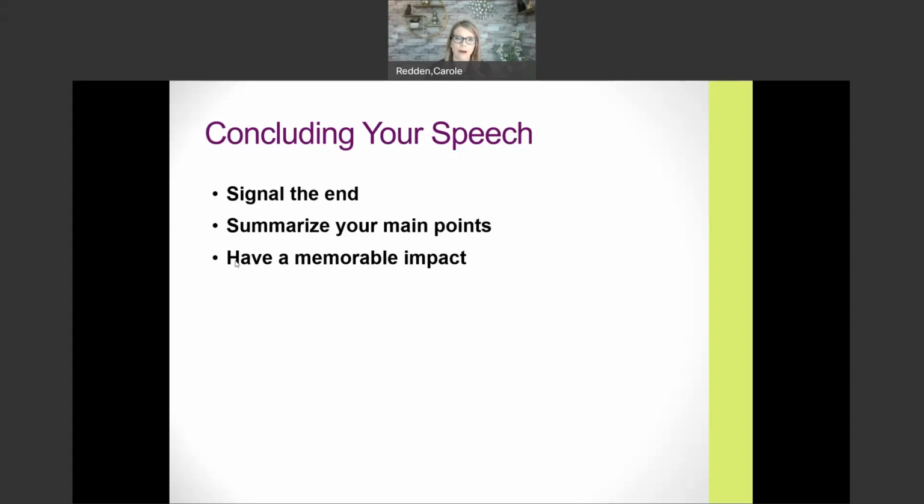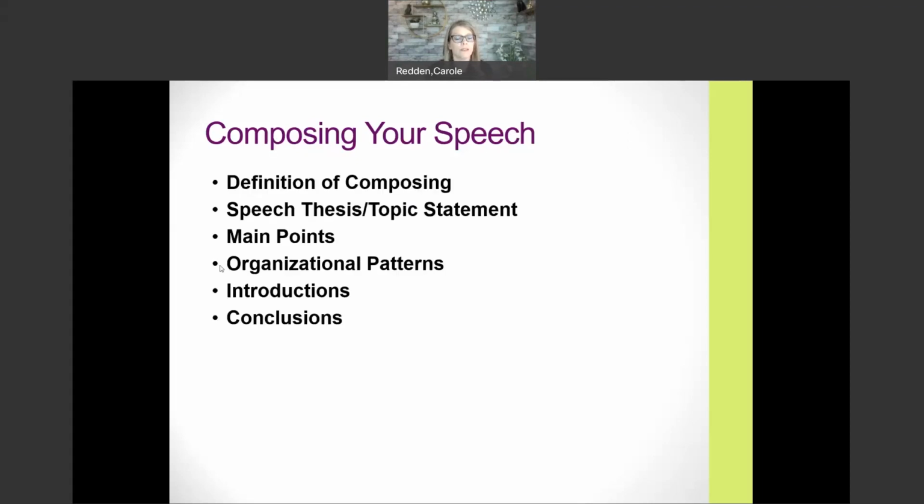And again, with each of our assignments, I walk you through what your outline should have, and I will give you an example of me delivering a sample speech so that you have that to follow as well. All right, so today we talked about the definition of composing a speech. We talked about a speech thesis or topic statement, the main points, organizational patterns, as well as introductions and conclusions. I do hope that was helpful.